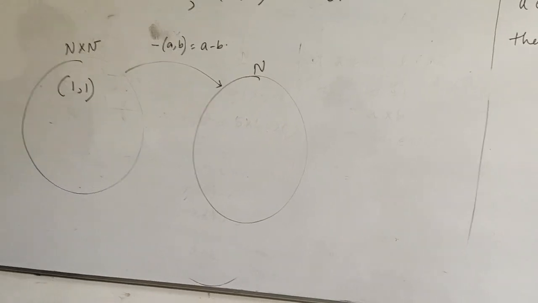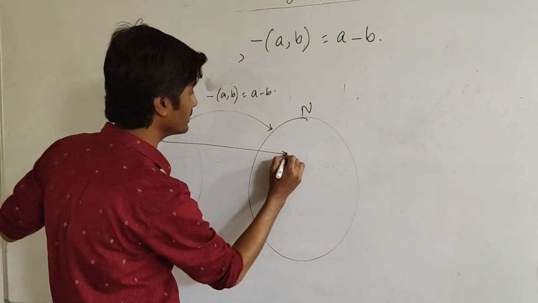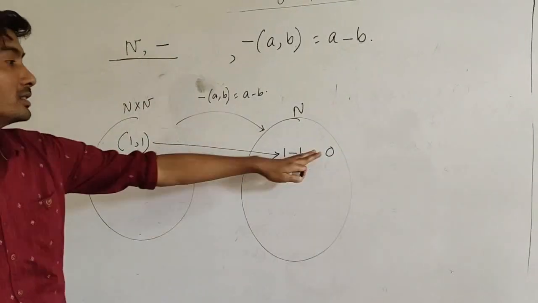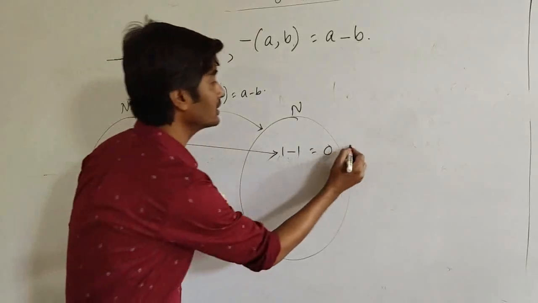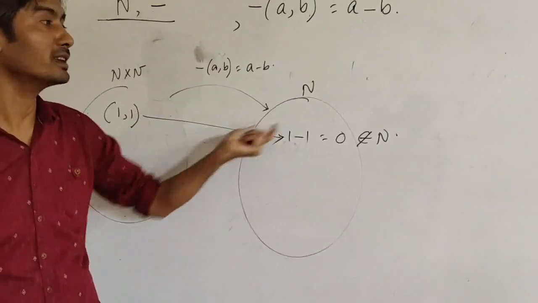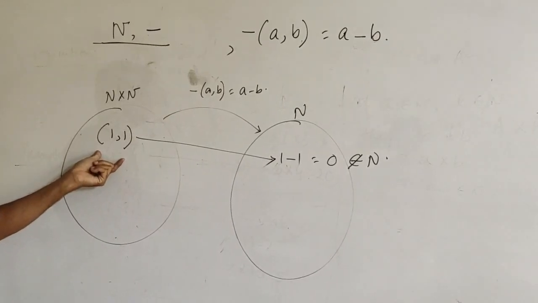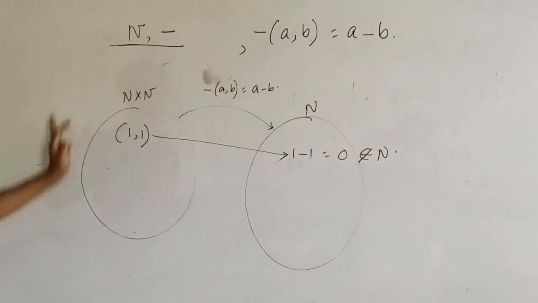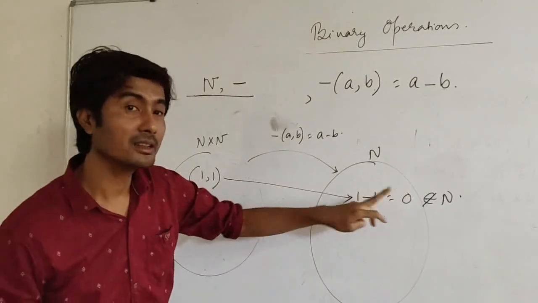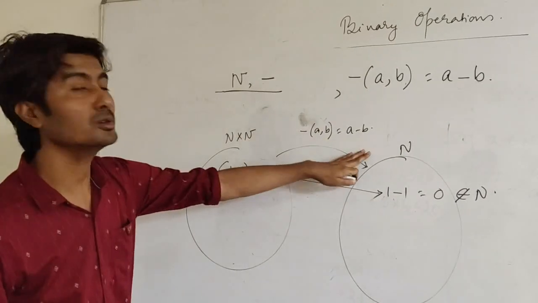Say, for example, I take here 1 comma 1. Now following this definition, what should be the image of 1 comma 1? This will have image 1 minus 1, which is 0, but this 0 is not in our codomain N. 0 does not belong to N. That is, this particular pair 1 comma 1 does not have an image in N. So it contradicts the definition of a function, because for this minus to become a function, every element in N cross N must have a unique image. But here we see that 1 comma 1 does not have an image. Therefore, minus operation is not binary, because that is not a function from N cross N to N.